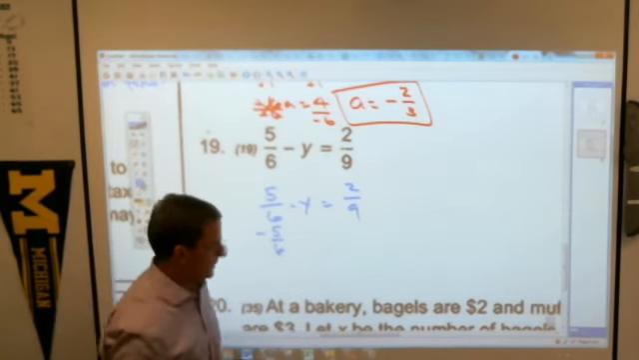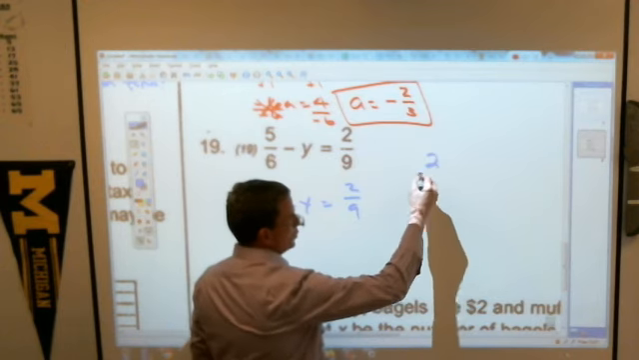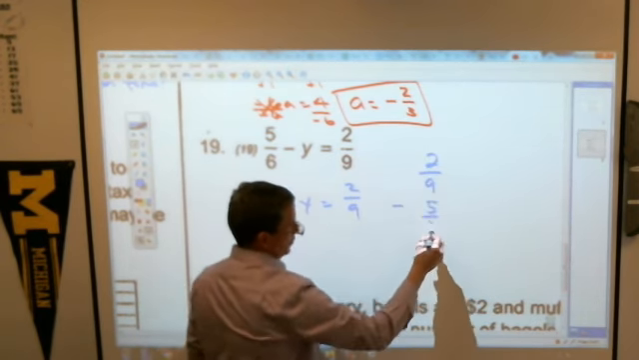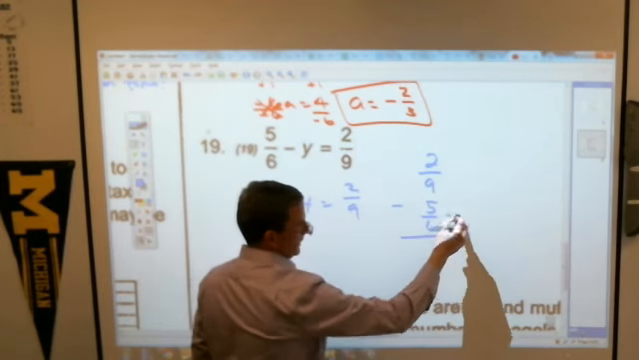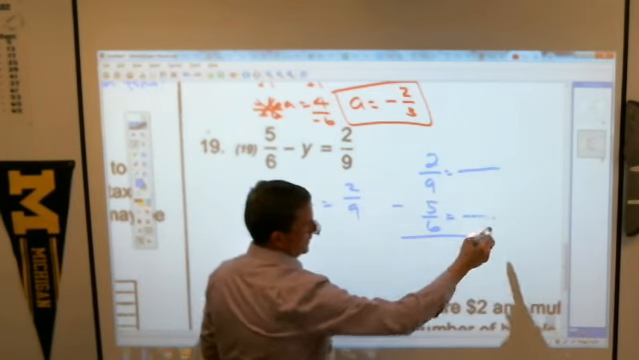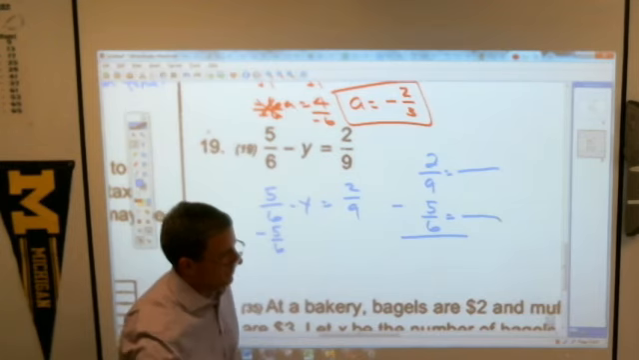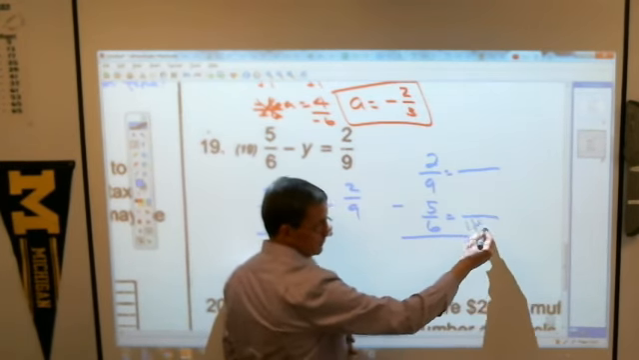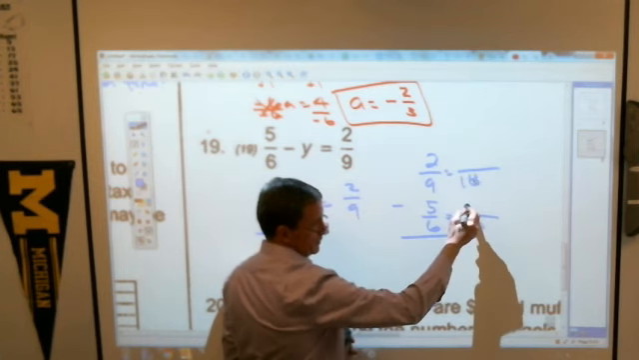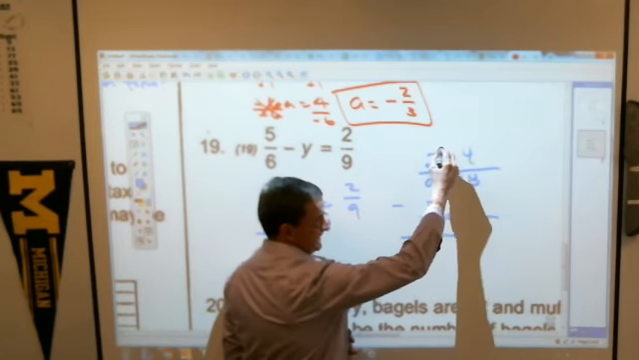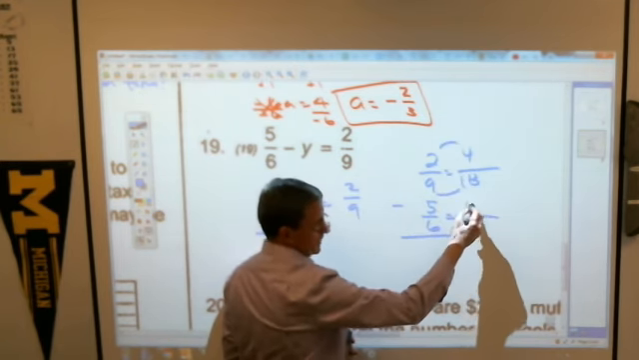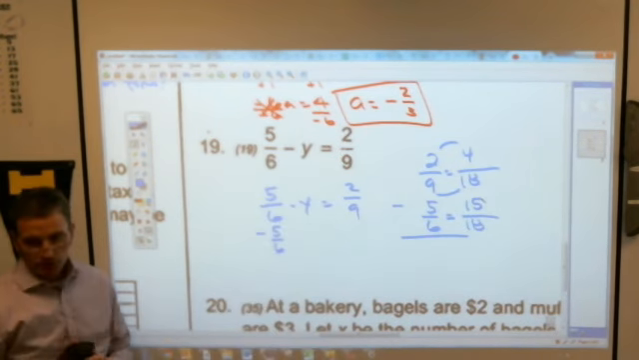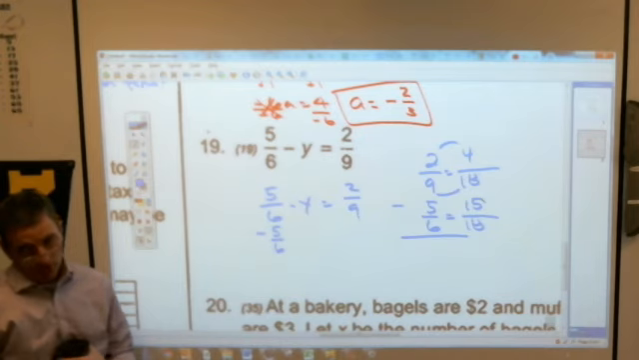Now you have to be careful with this. It is 2/9 minus 5/6. Order is important on this. You have to have them in this order because you can't flip them around. Your common denominator is 18. This would be 4/18, times 2 times 2. This is 15/18.